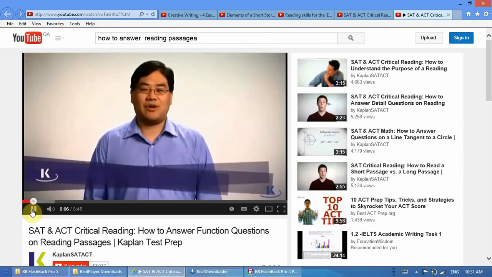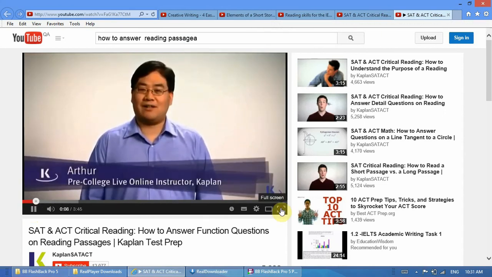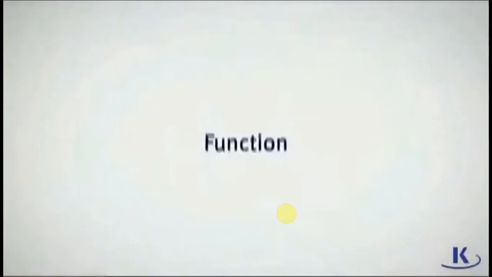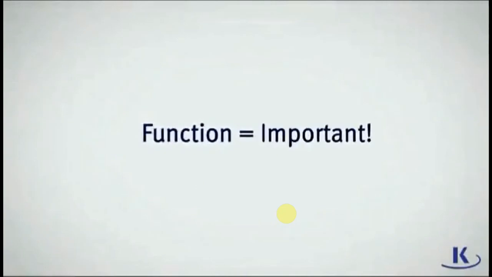You hear the word function. Well, on test day, function questions will ask you to determine what the author's trying to accomplish in a specific part of the passage. Function questions account for a lot of points, so it's important to master them. They also tend to be one of the most difficult questions because you have to try to think like the author. As always, the Kaplan method for reading comp will help you tackle function questions.